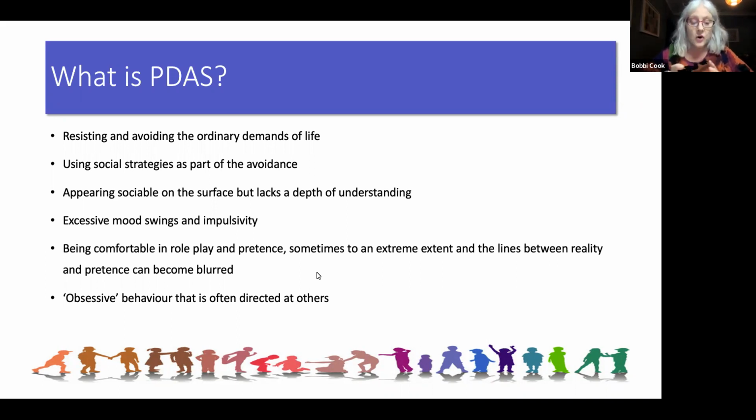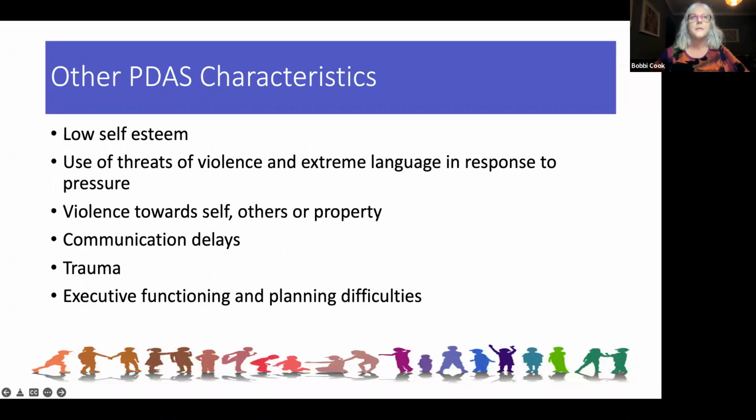They have a need for control, and they respond as if everything is a threat. They often have low self-esteem. They often use threats of violence and extreme language towards others. This is most often directed at their parents and family, and it's often masked outside of the family home, and that can be a real challenge. There can be violence towards themselves, others, and property, and that can be very intense for families as well.